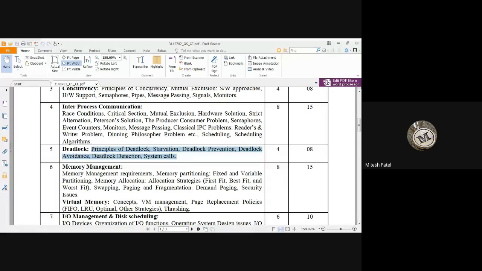Deadlock prevention technique, four conditions, mutual exclusion and whatever. Then after that, deadlock detection, the cycle graph that you saw. Then after that, deadlock recovery, rollback and whatever, okay.